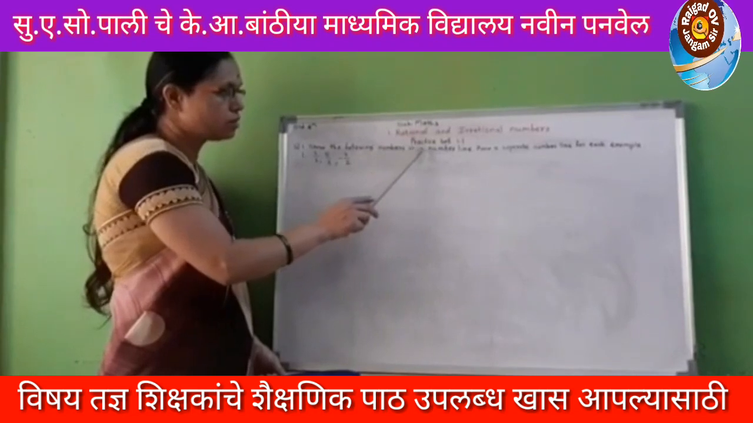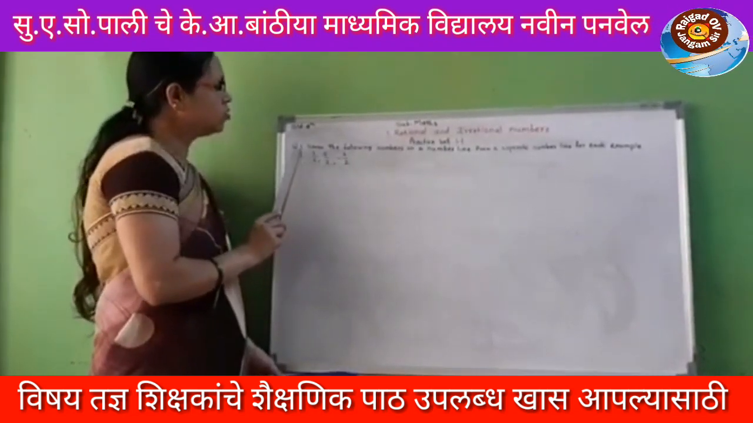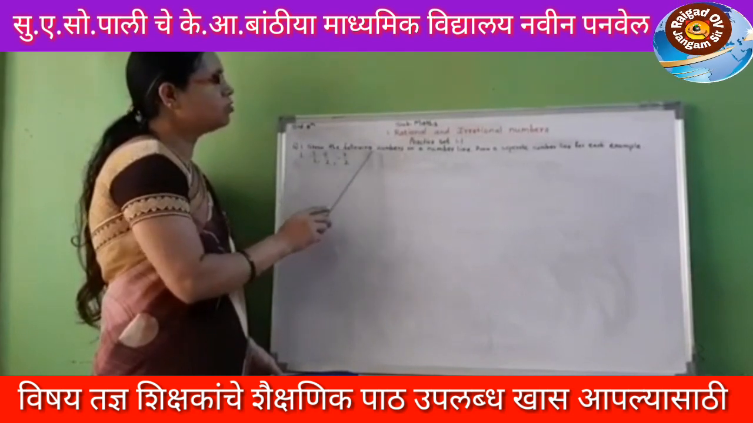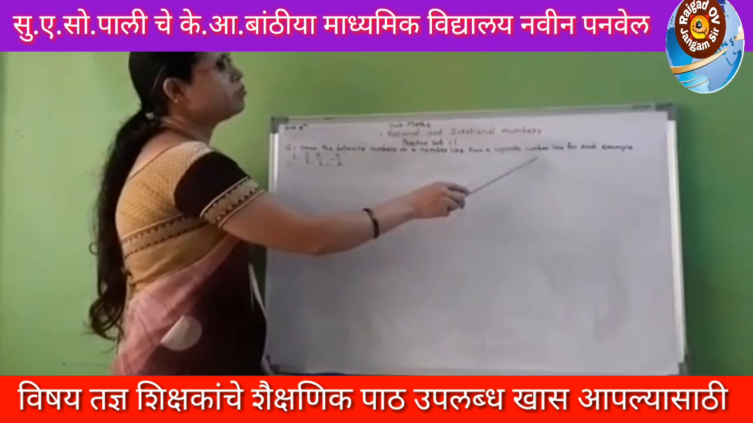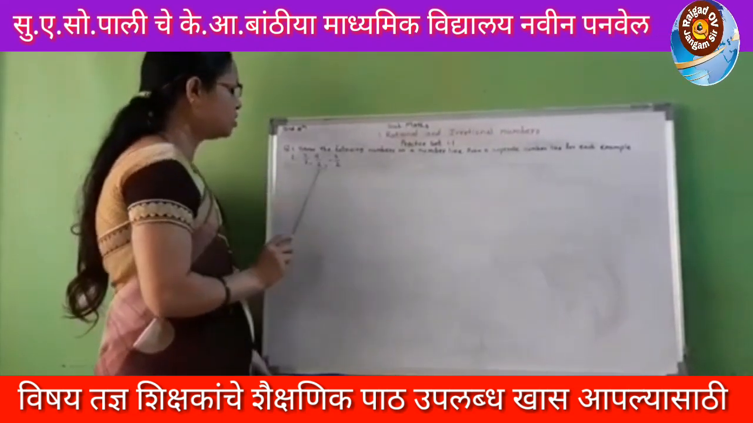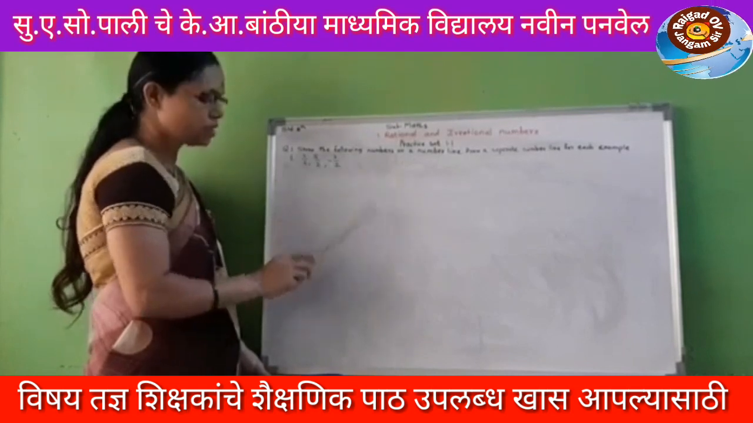Let's start practice set 1.1. Question number 1. Show the following numbers on a number line. Draw a separate number line for each example. First example is 3 by 2, 5 by 2, minus 3 by 2.